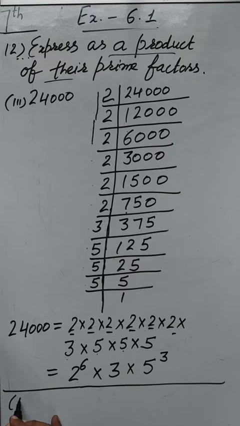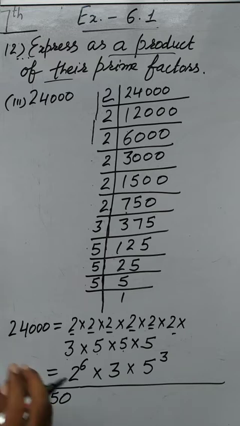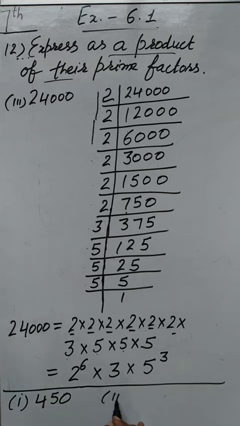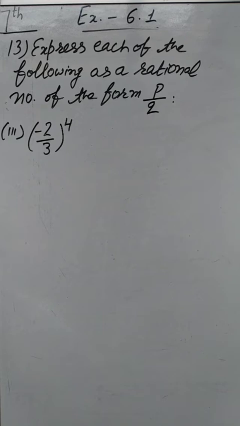You have to try by yourself. The first part is you have to write 450 in the form of prime factors. And the second part, beta, is 2,800. You have to try these two parts by yourself. I am sure you can easily solve these two parts. Yes beta, question 13, very easy question.